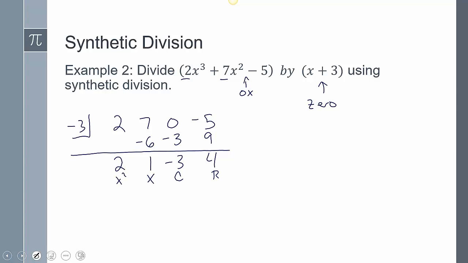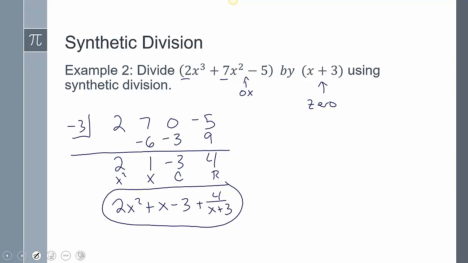So I can say that after dividing it, I have 2x squared plus x minus 3 plus 4 over x plus 3. That's going to be my division. But the important thing here, referring to our remainder theorem, is that the remainder is 4. So what if I take that 0, negative 3, which is my c, and I plug that in?